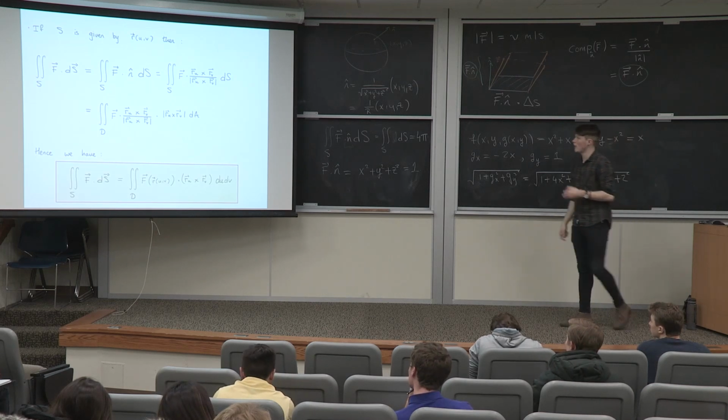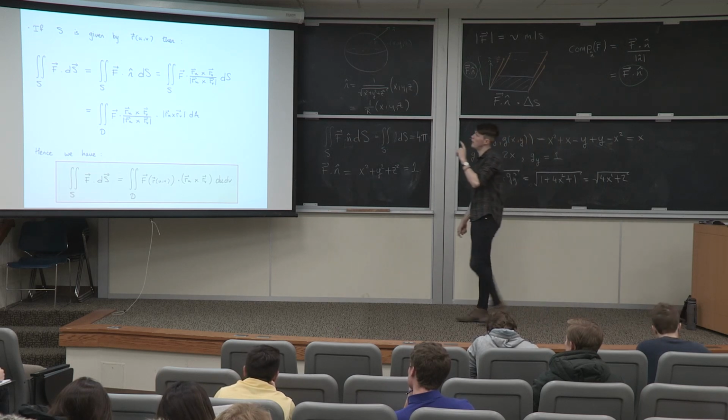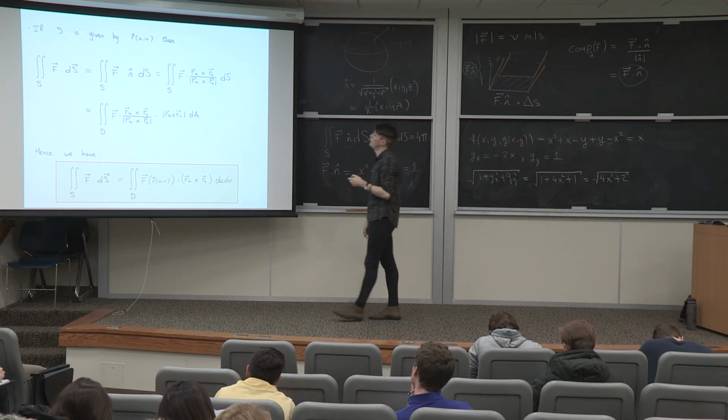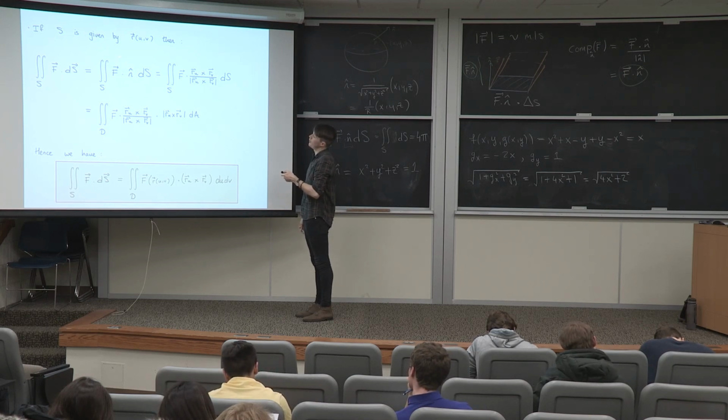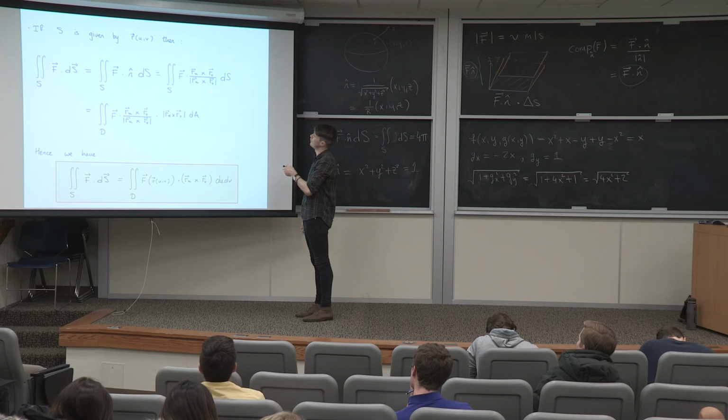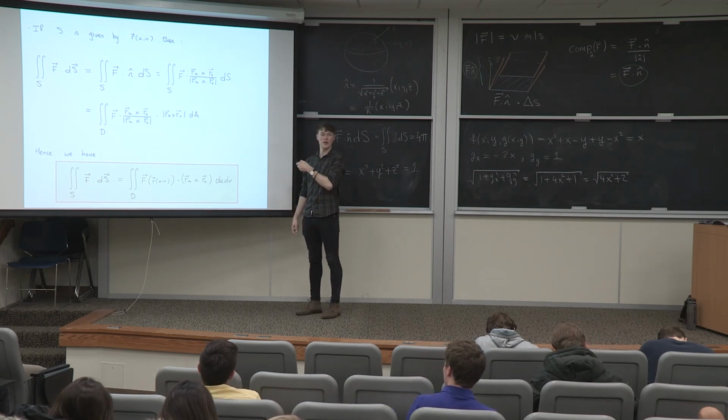So, special case: if S is given by r(u,v), so it's parameterized by r. Okay? So we have the same formula for n. Now remember that formula in the box. If S is parameterized by r(u,v), I have a normal vector r_u cross r_v over the length of this. Yes?